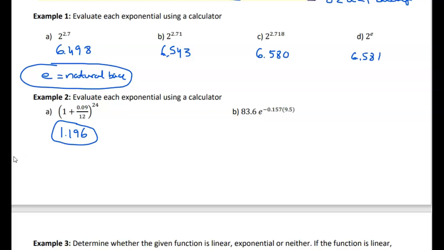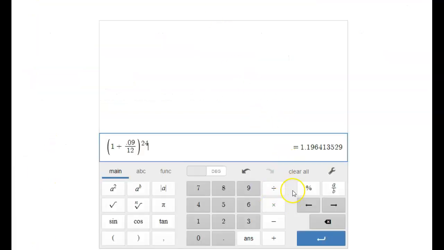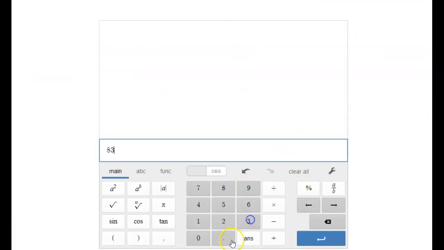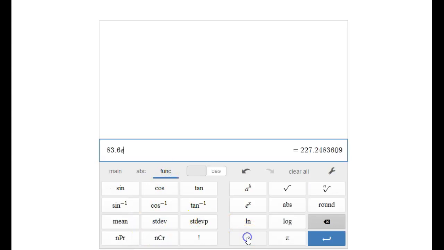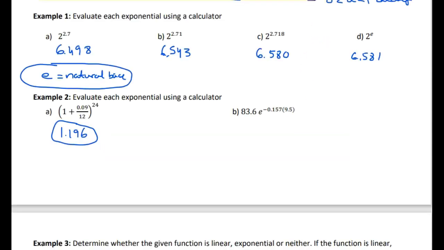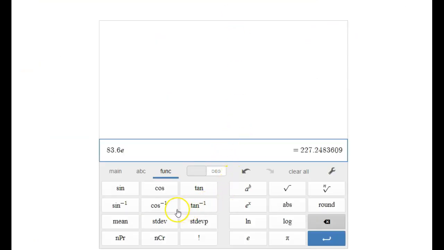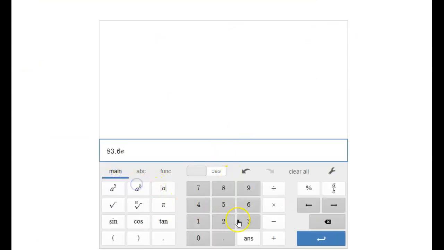All right, let's look at this one. Evaluate this. Again, we just plug it in as we see it in our calculator. So 83.6 times e to the power negative 0.157 times 9.5.